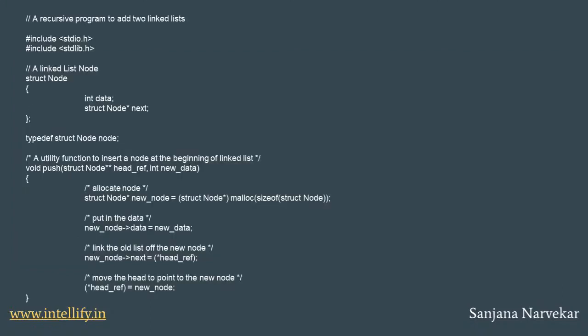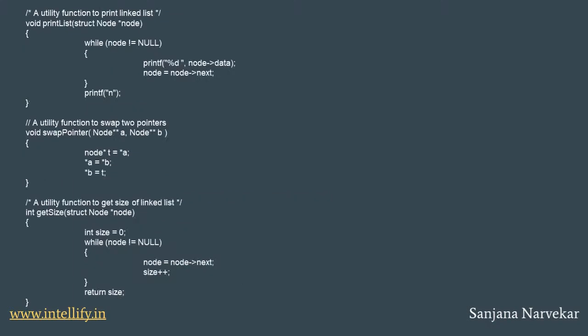Now here I have given you the code. It is a linked list code, so it has struct Node with data and also struct Node star next. It is the code for linked list to push an element onto the stack. I assume you know how to push an element onto the stack, so I won't go into detail. I have given you the function with the comments, so it will be easy for you to understand. Then you have to print a linked list, and then there is a function which is used to swap the two pointers. Then there is a function to get the size of the linked list also.